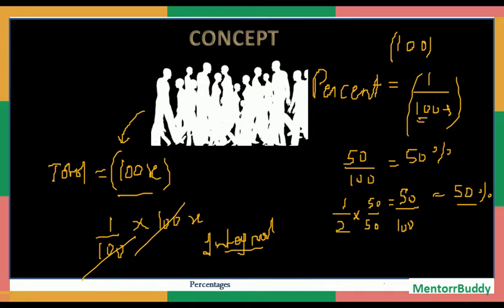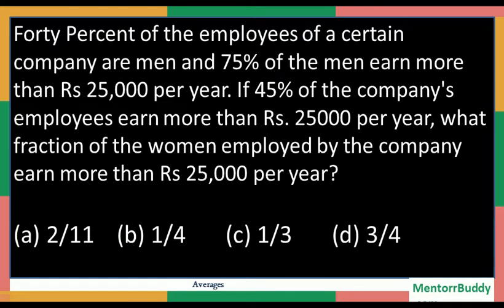Coming directly to the question, it says 40% of the employees of a certain company are men and 75% of the men earn more than 25,000 per year. If 45% of the company employees earn more than 25,000 per year, then what is the fraction of women employed by the company who earn more than 25,000? And the listed options are 2 by 11, 1 by 4, 1 by 3 and 3 by 4.